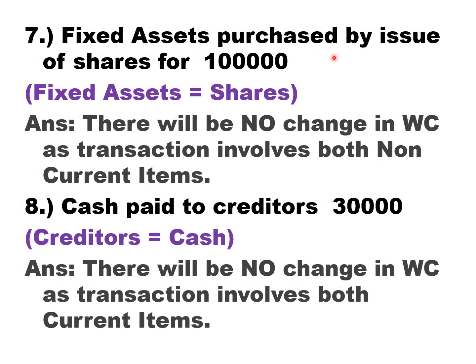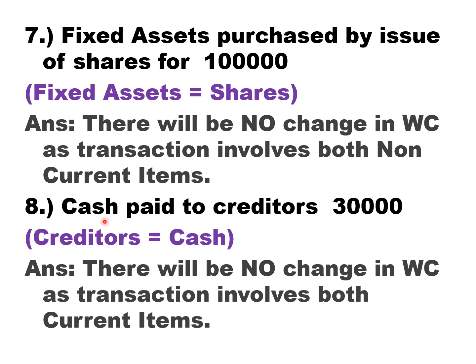Fixed assets purchased by issue of shares for rupees 1 lakh. What are the accounts affected here? Fixed assets and shares. Fixed asset comes, shares go. Fixed asset is non-current, share is non-current, so no change in working capital. Answer: there will be no change in working capital as the transaction involves both non-current items.